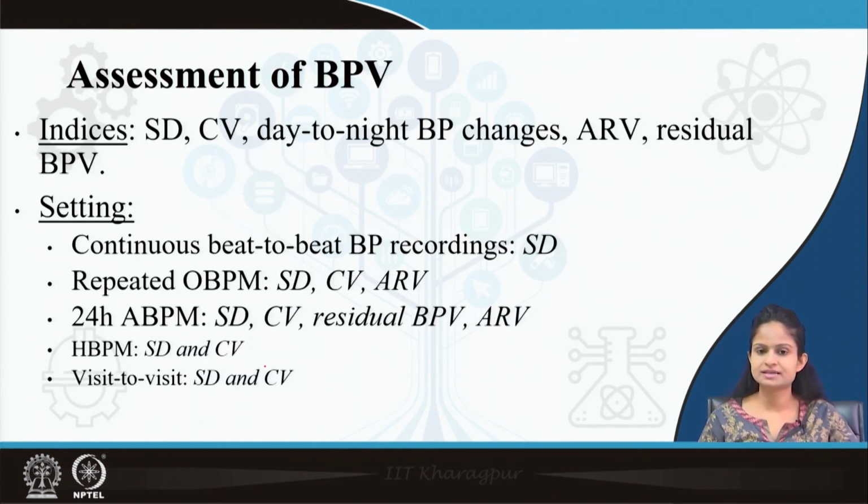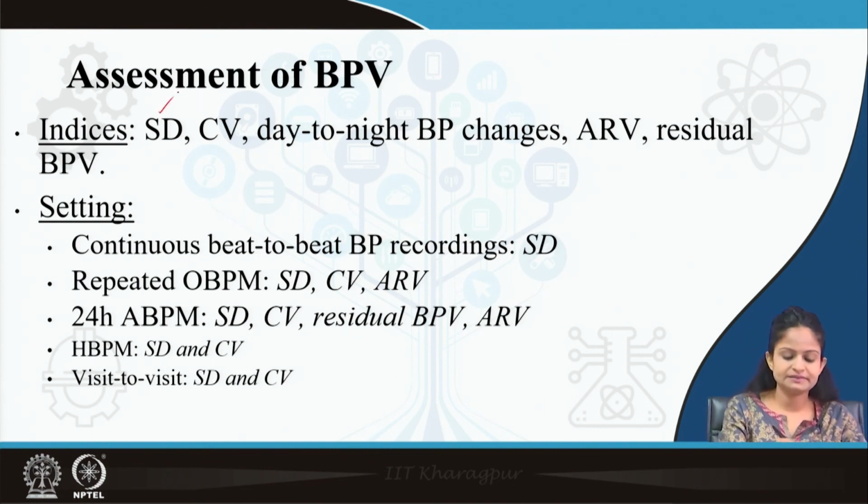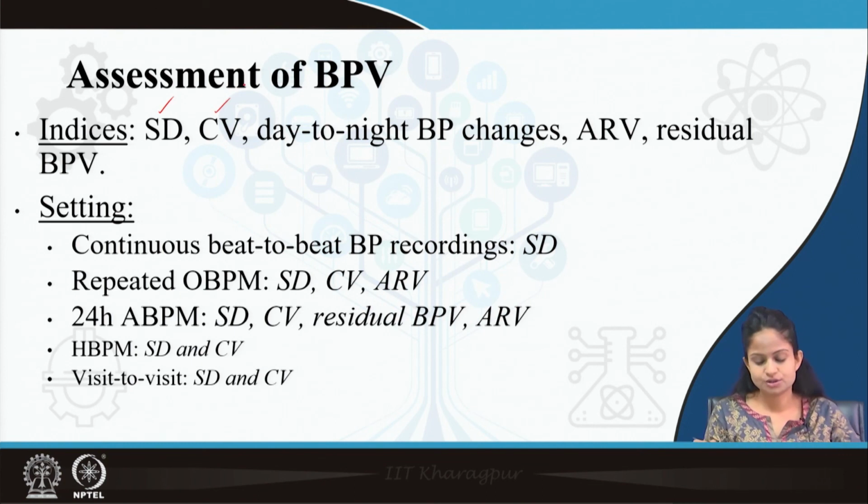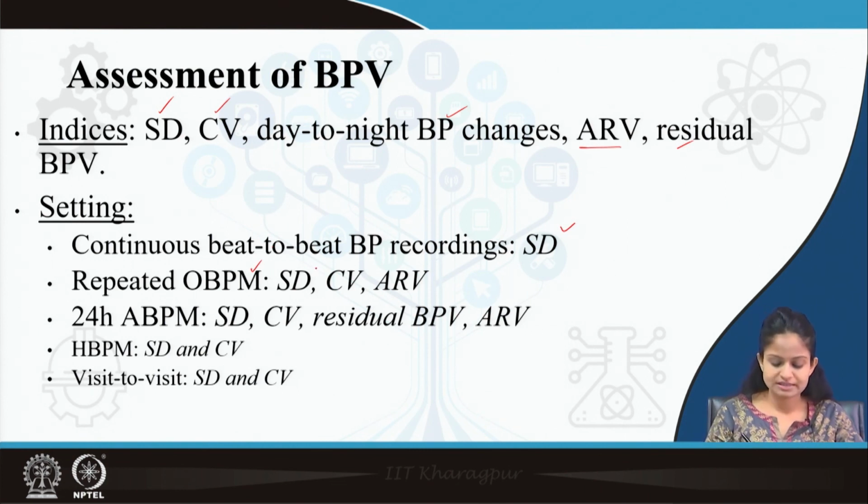We have the same indices as we had in heart rate variability. So, indices are standard deviation, coefficient of variation, day to night blood pressure shifts or changes, average real variability and residual blood pressure variability. For continuous beat to beat recording, generally we go for standard deviation. For office blood pressure monitoring, we go for standard deviation, coefficient of variation and average real variability.